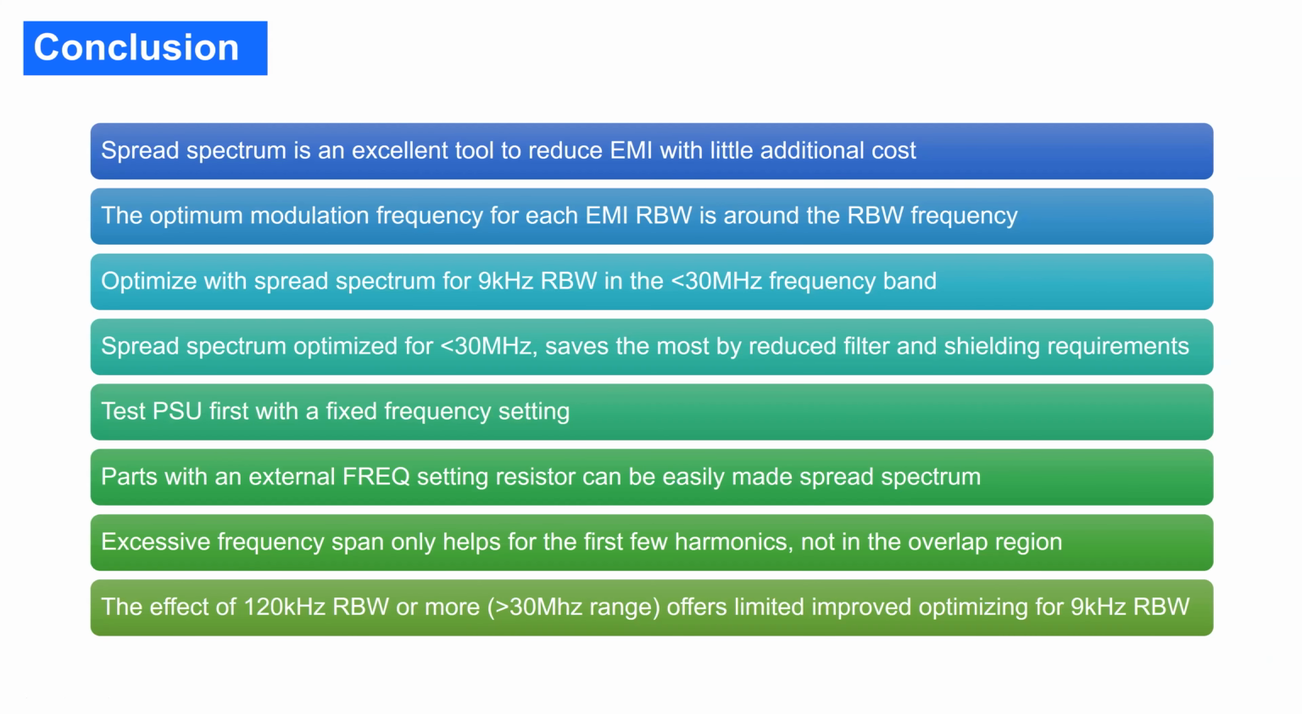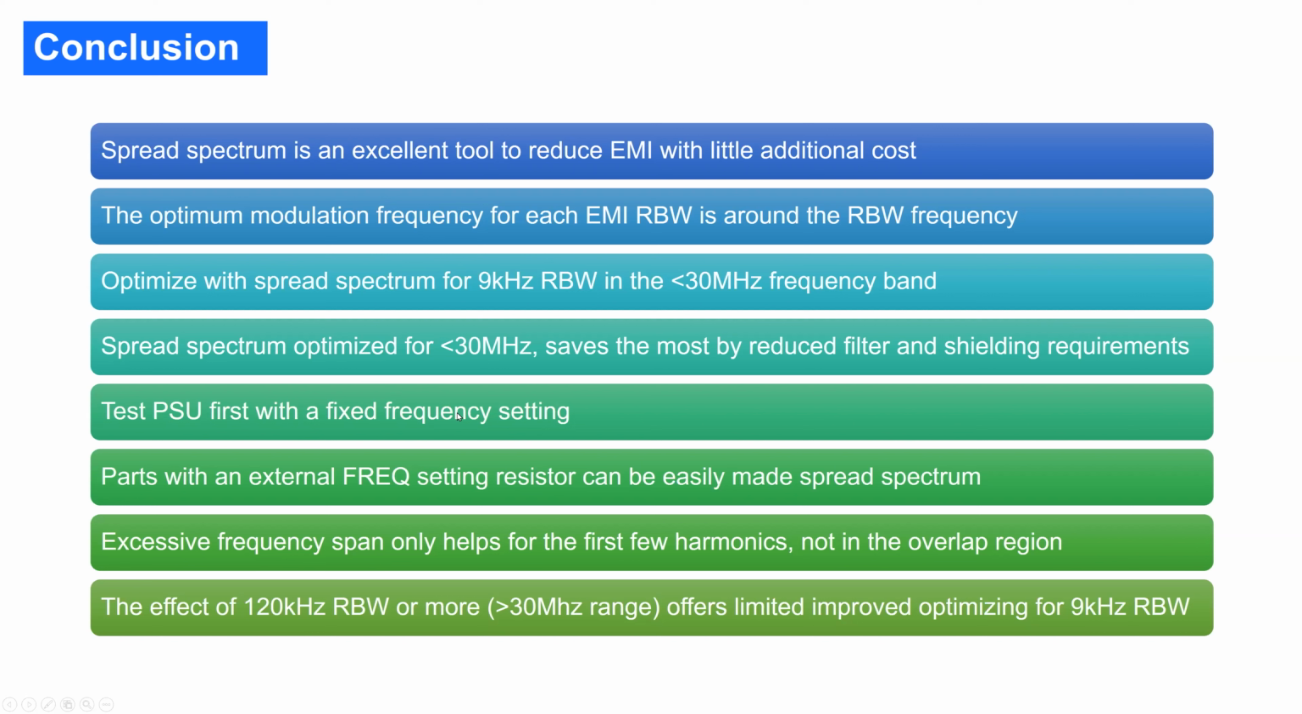Okay, so what have you learned? Spread spectrum is an excellent tool to reduce EMI with little additional cost. The optimum modulation frequency is around the resolution bandwidth. Optimized for the 9 kilohertz area, there you get the most bang for the buck. And also on the low frequency end, it saves you the most with reduced filter and shielding requirements.